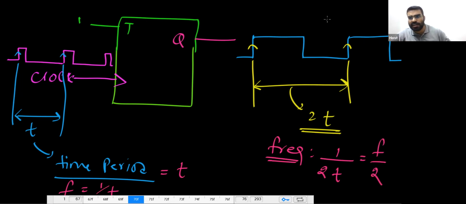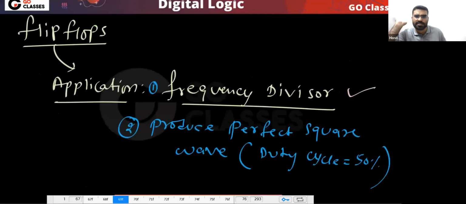Is this clear? So we are getting a perfect square wave, and this we have already seen in the previous lectures. You can watch the previous lectures. There I have already told you that it will create a perfect square wave. So these are the two applications that we have seen.